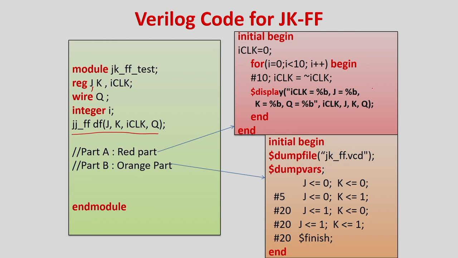Here the clock is changing and we are monitoring J, K, clock and Q. In another module we are dumping variables to jkff.vcd file, dump all variables, this is the dump file where the VCD file will be created. We are changing values: initially J is equal to 0, K is equal to 0, then after 5 seconds we change the value to 0 1, after 20 seconds we change to 1 0, again after 20 we change to 1 1, and after 20 we finish the simulation.